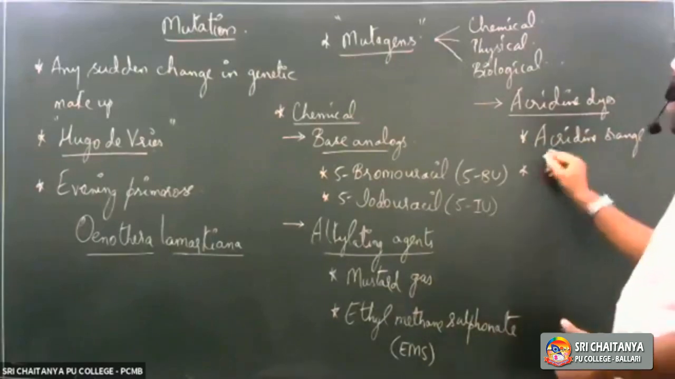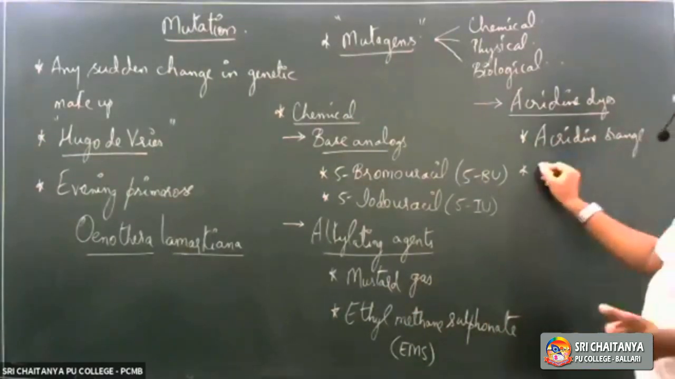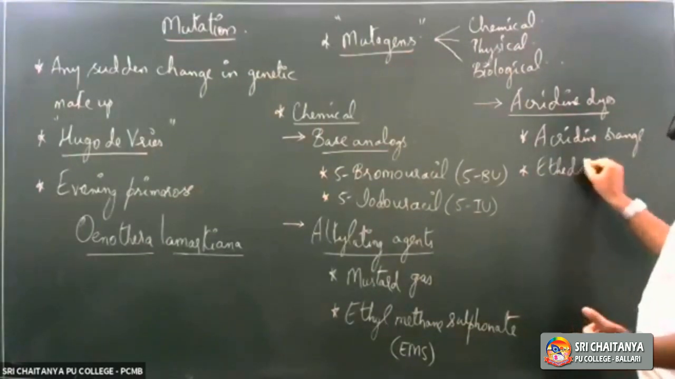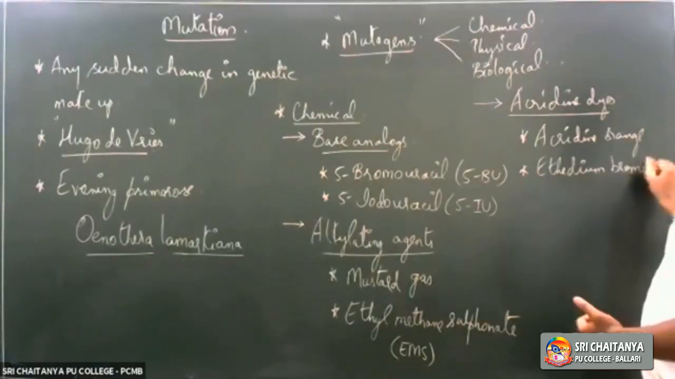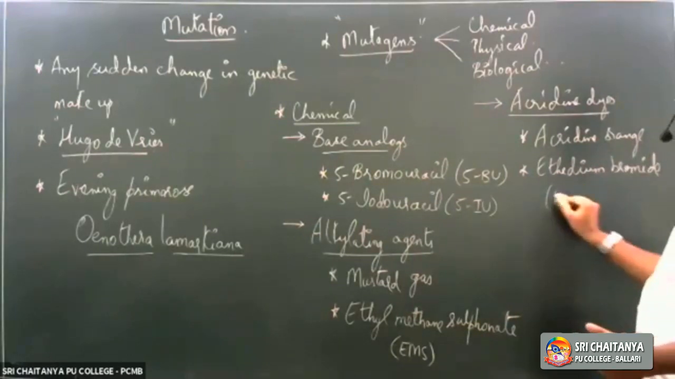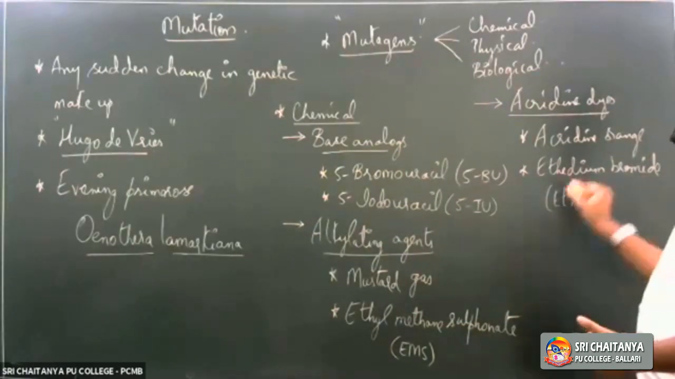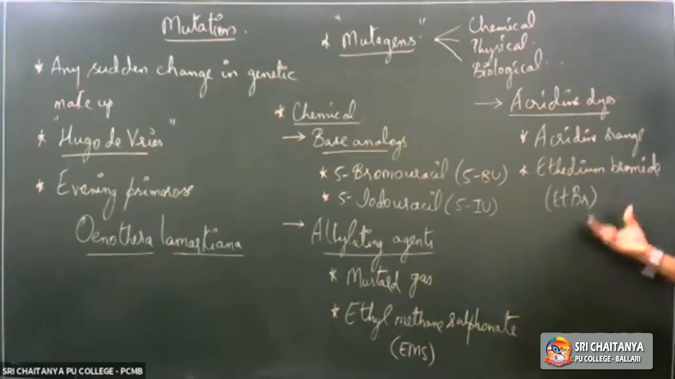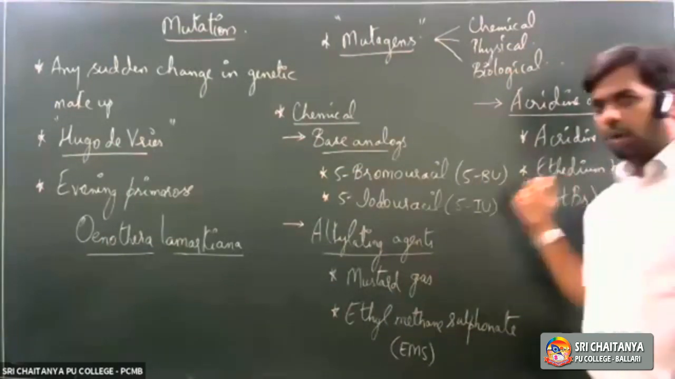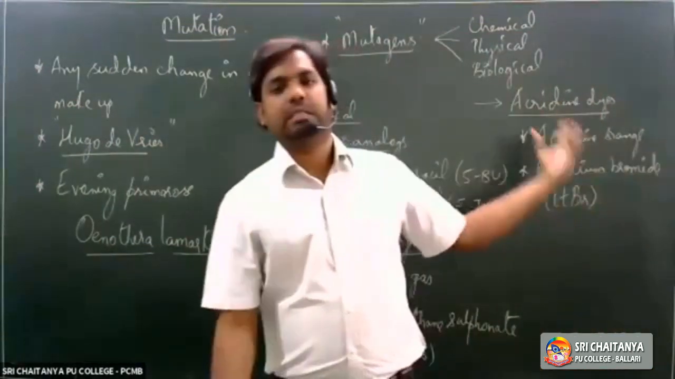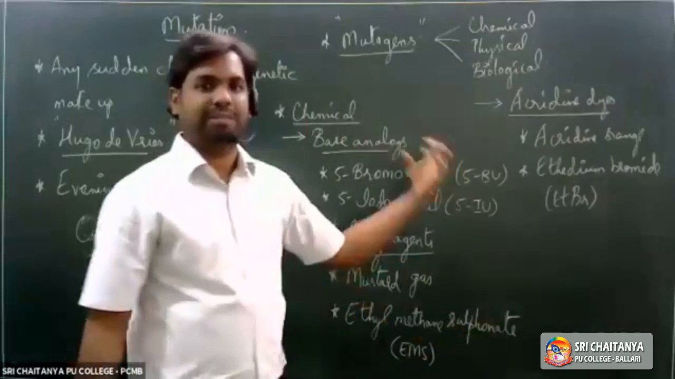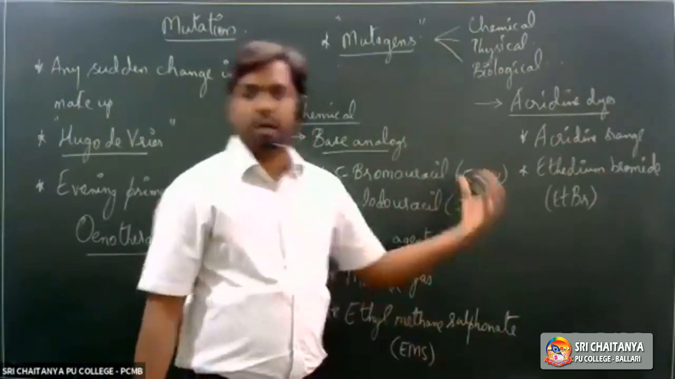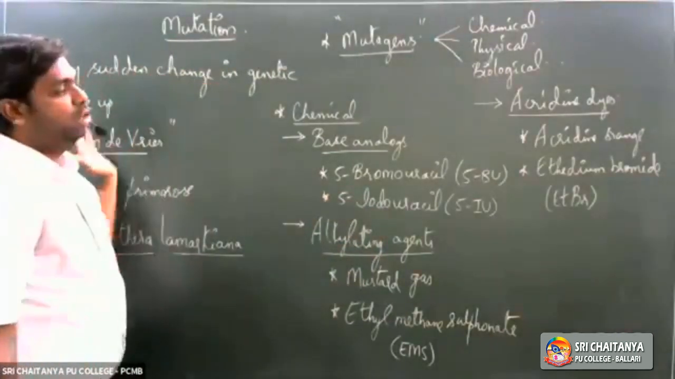Then we have one more dye, which I think is most familiar to you all. It is called ethidium bromide, usually called EtBr. This also falls under the category of acridine dyes. I hope you have come across this ethidium bromide. Whenever we talk about it, we say it is a carcinogen. What does carcinogen mean? A cancer-causing substance. How exactly is cancer caused? Again, due to some sudden change in the genetic material.